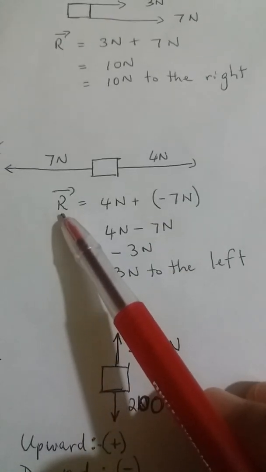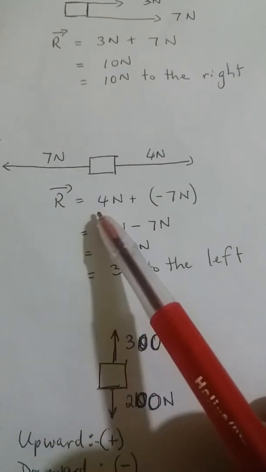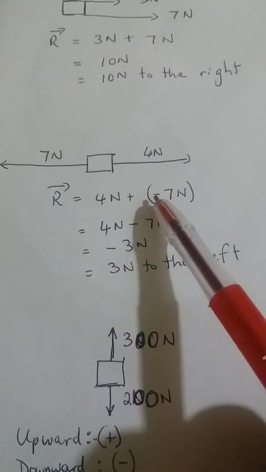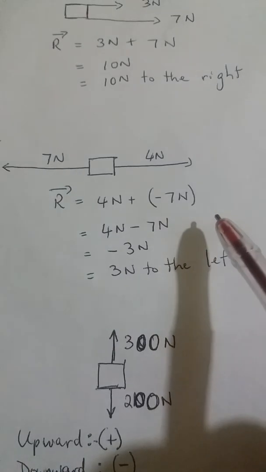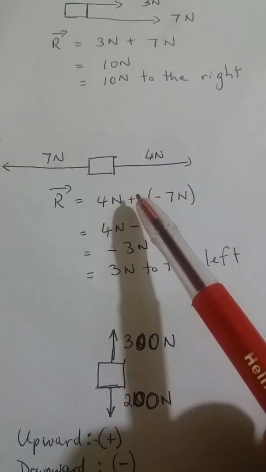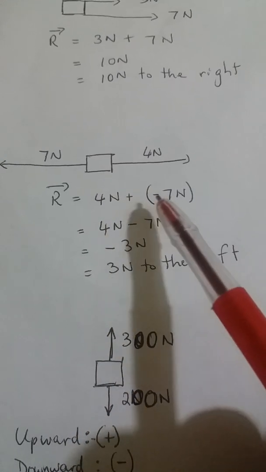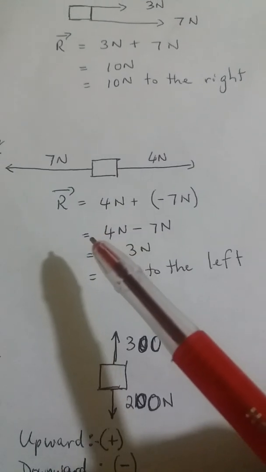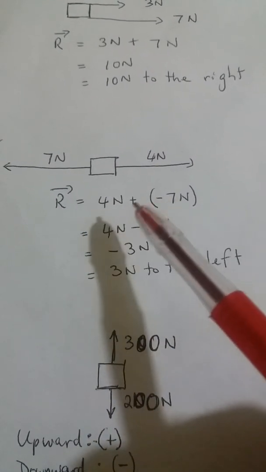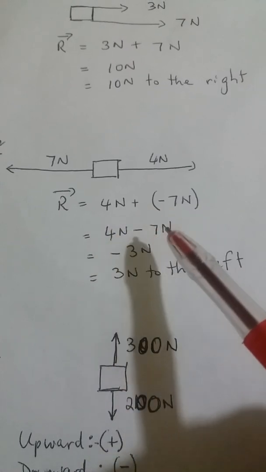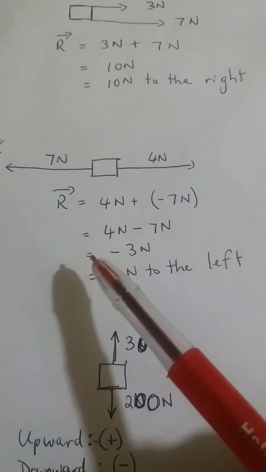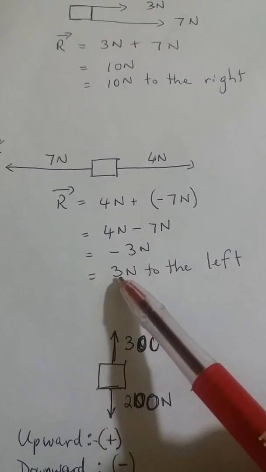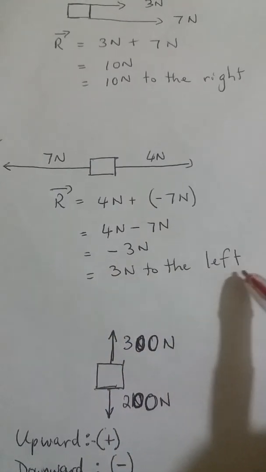So you have the resultant vector, we write it like this, equals 4 newtons plus, open parentheses, minus 7 newtons, close parentheses. The reason why we do this is because we remember that we are adding the vectors, but we do respect that 7 newtons is acting to the left. So this will be equal to 4 newtons, and when we remove the bracket, it will be minus 7 newtons. Mathematically, this will end up being negative 3 newtons. So your final statement will be 3 newtons to the left.